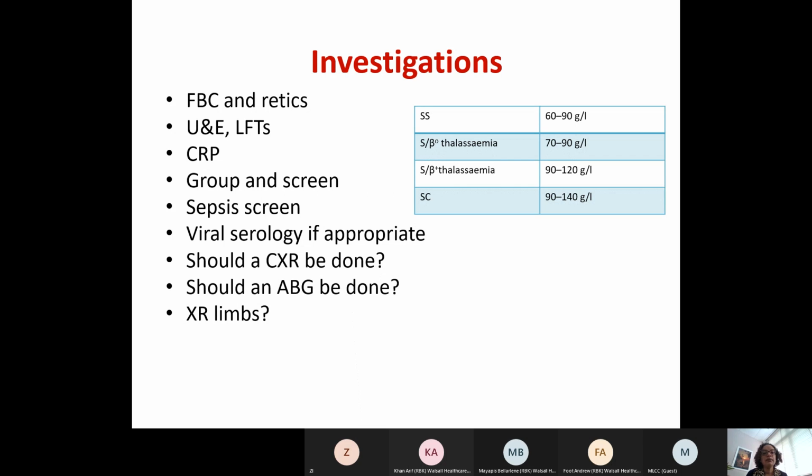an ABG. We know this is quite painful. So unless there was a concern about a chest crisis or hypoxia, then I wouldn't necessarily recommend patients having an ABG. And X-rays of the limbs. This is really only useful if we are suspecting bony injuries, such as a fracture. You guys are the experts with that. Or we are suspecting something such as osteomyelitis. But for straightforward pain, X-rays of the limbs are really not helpful and an unnecessary investigation.